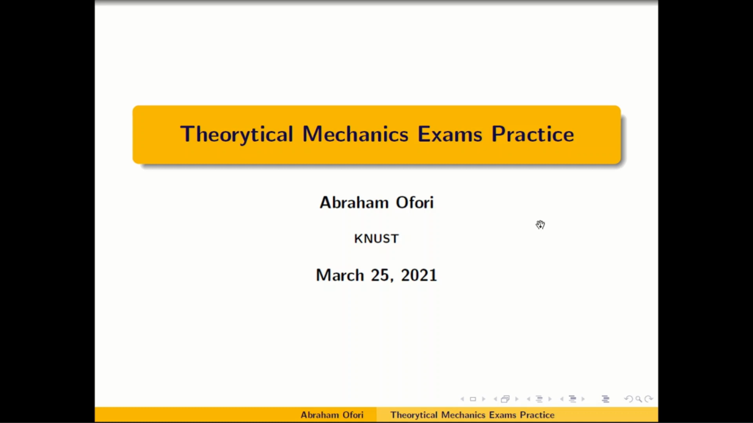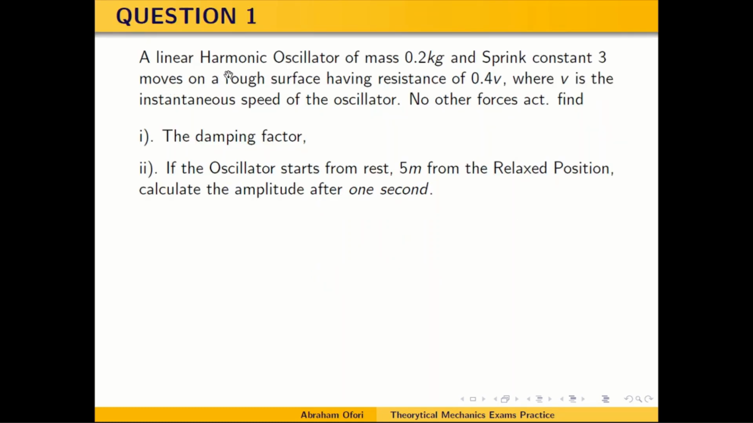Okay, let's start. A linear harmonic oscillator of mass 0.2 kg and spring constant 3 moves on a rough surface having resistance of 0.4 V, where V is the instantaneous speed of the oscillator and no other forces act on it. You're supposed to find the damping factor of this oscillator. You're supposed to find, if the oscillator starts from rest 5 meters from the relaxed position, the amplitude after 1 second.